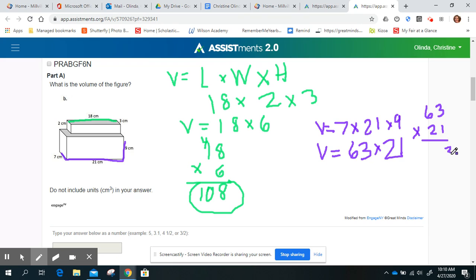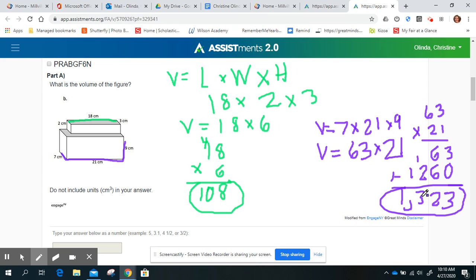1 times 3 is 3. 1 times 6 is 6. Put the 0 as a place value. 2 times 3 is 6. 6 times 2 is 12. And then I can add 3, 12, 3, 1. And so I'll need to add 1,323 to 108 to get my total volume.